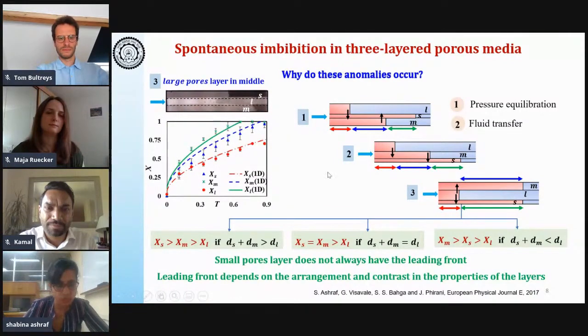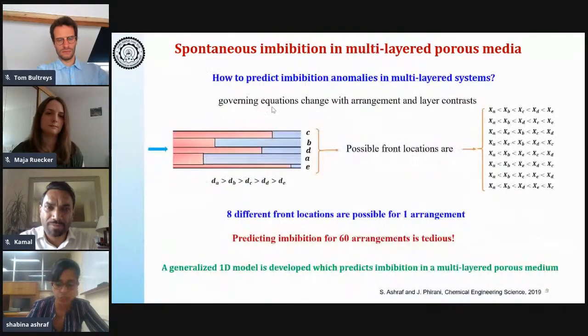So all in all, small pores will not always have the leading front for a layered porous medium, and the leading front will depend on the arrangement of the layers and also on the contrast in the layer properties. Okay, this is for a 3-layered system, but the usual systems that we encounter are multi-layered, and then every time the arrangement changes, we need to formulate the governing equations again. And for every single arrangement, there are several possible fluid front locations.